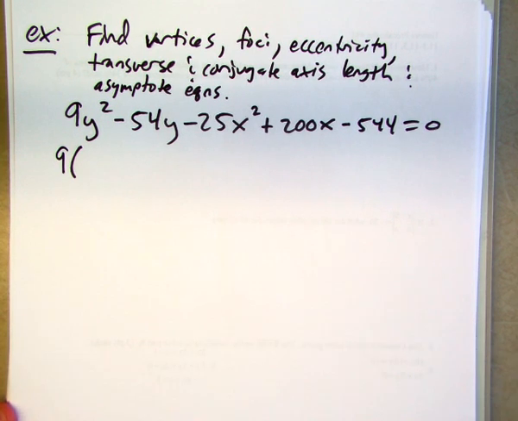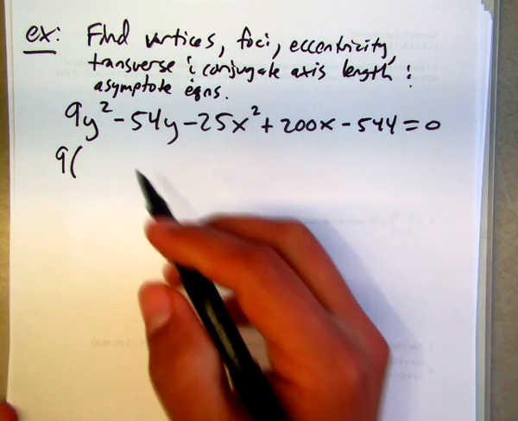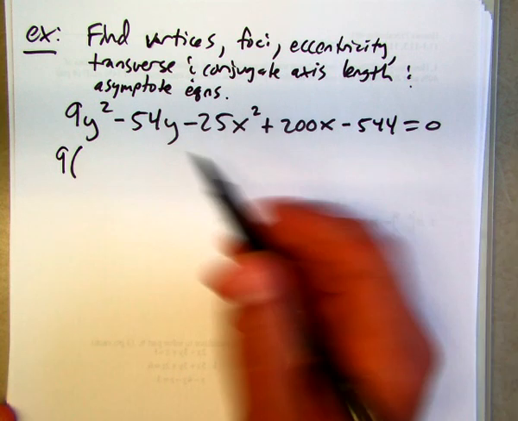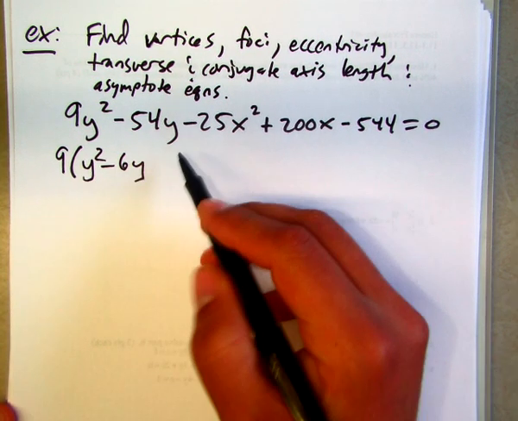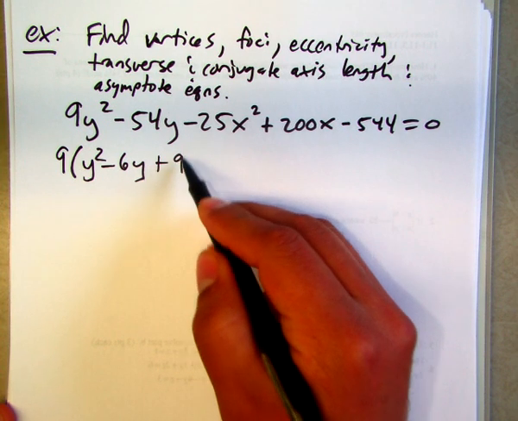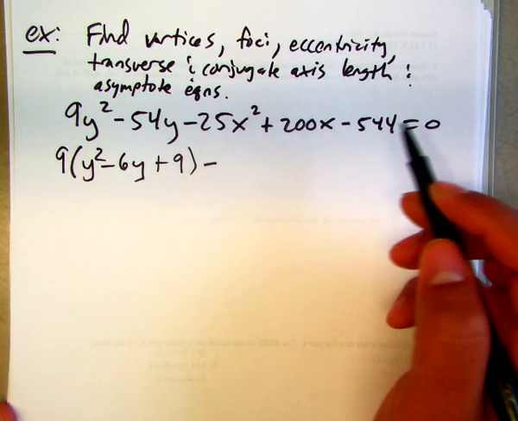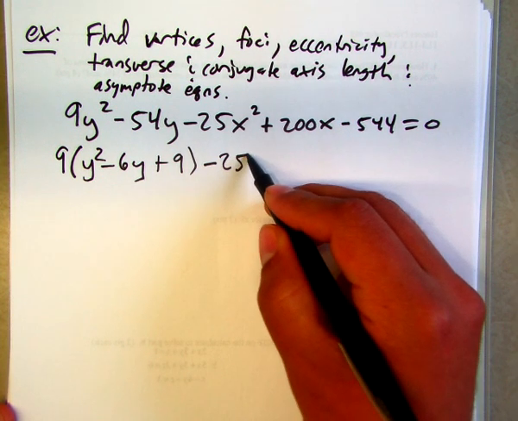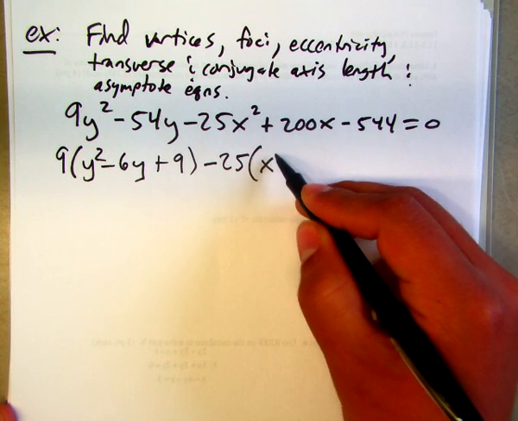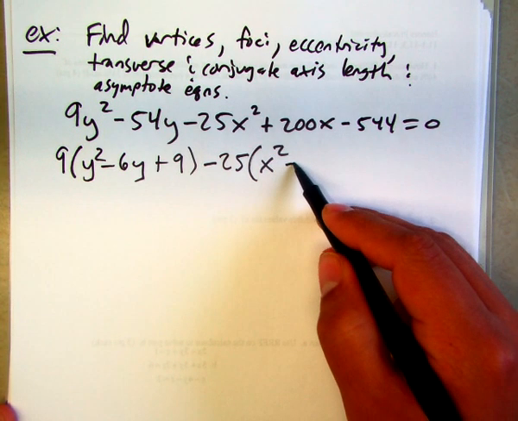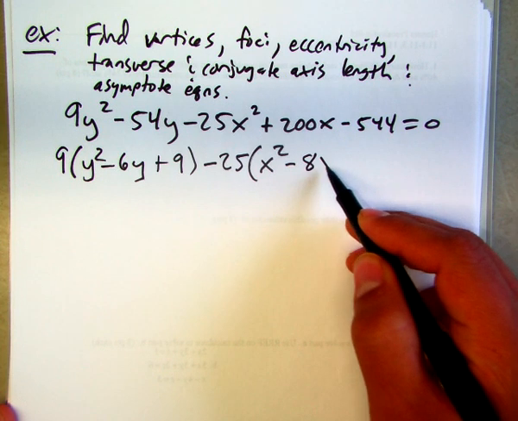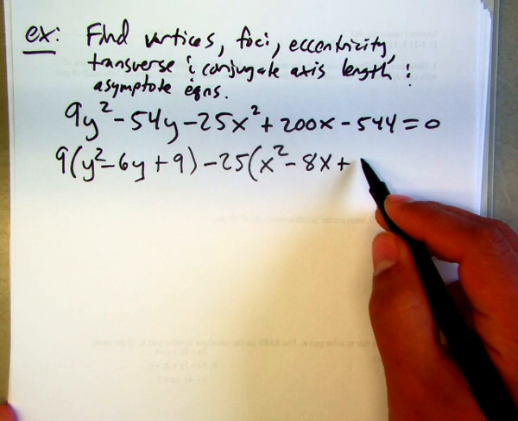First, we need to complete the square, though. If you take out a 9 from the y's, what do we get? Y squared minus 6y. Magic number is 9. Good. So take out a negative 25 from the x terms. We get x squared minus 8x plus 16.